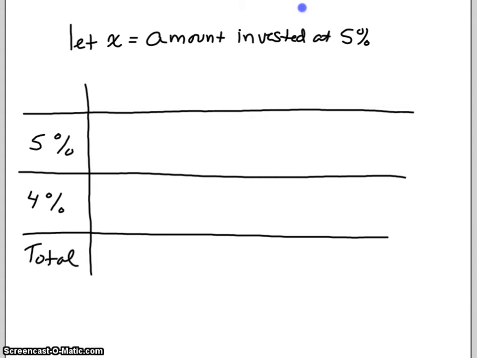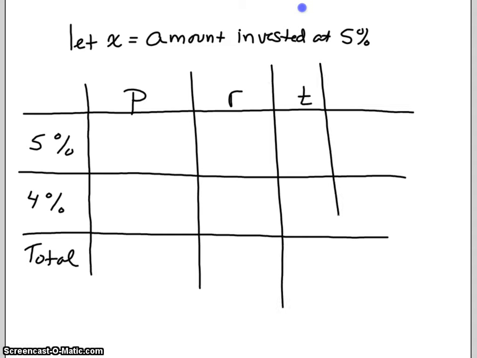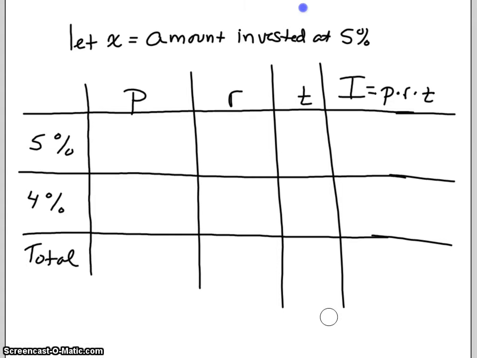Now remember, we're going off the formula interest equals principal times rate times time. So that gives us our column headers. Principal, rate, time, and then interest. I equals principal times rate times time. I always reserve the last column for my formula. The formula is an interest formula. Let's make this a little neater here. Okay, so let's fill in with some information here.